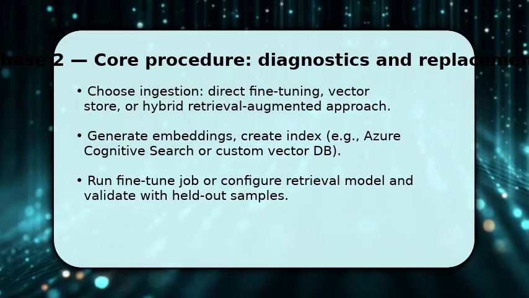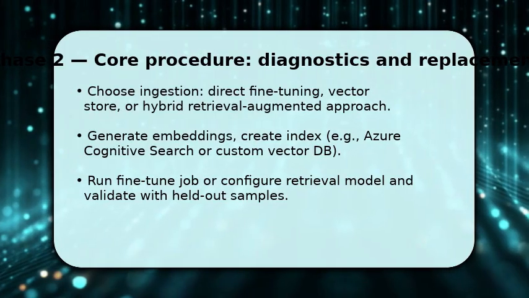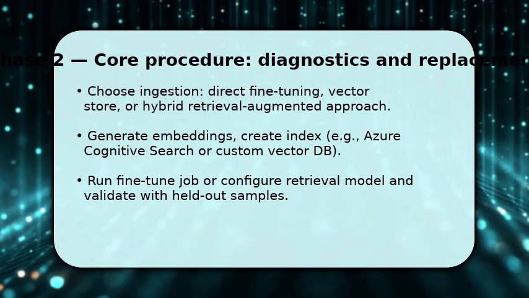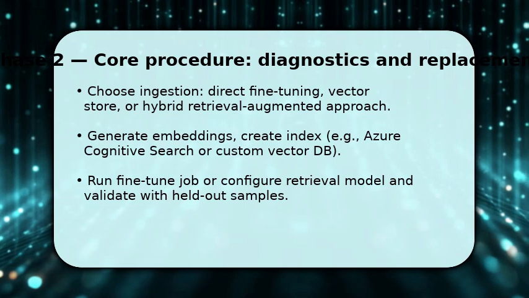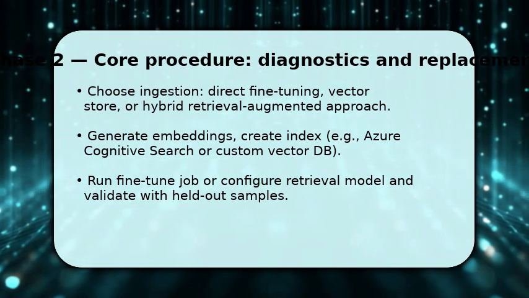While the job runs, validate using held-out examples and tune hyperparameters like learning rate or batch size. This saves time later. Finally, test end-to-end with sample.